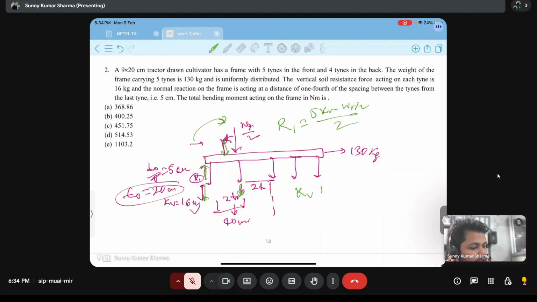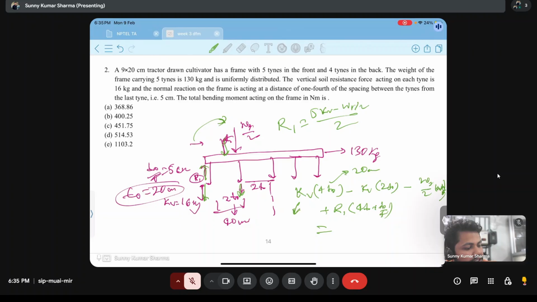kV acting at 4 T naught and again this one more kV acting at 2 T naught and one R1 is acting which is positive and it is acting at a distance 4 T naught plus T naught by 4, and this WG by 2 which is negative is acting at a distance of T naught plus 2 T naught plus T naught by 4. So we have T naught known, that is 20 centimeter.